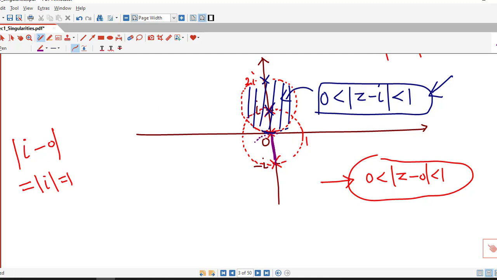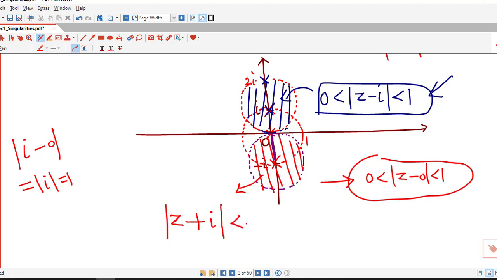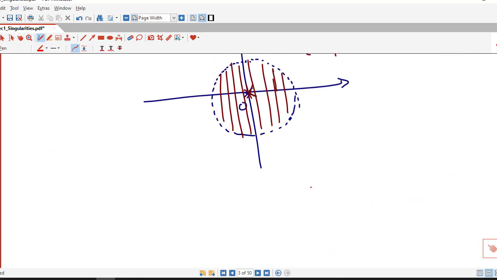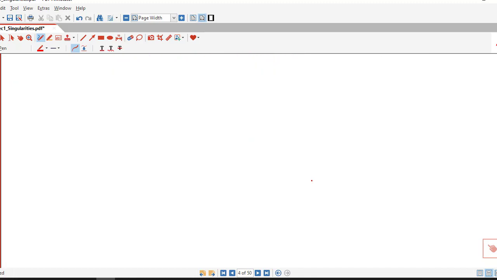So if we consider a circle with center i and radius 1, then our function is analytic at every point in this deleted neighborhood except z equal to minus i. So this is the deleted neighborhood of z equal to minus i, which is absolute value of z plus i less than 1, and the function is analytic in this deleted neighborhood. Therefore z equal to minus i is also an isolated singular point. So this is the definition of isolated singular point.